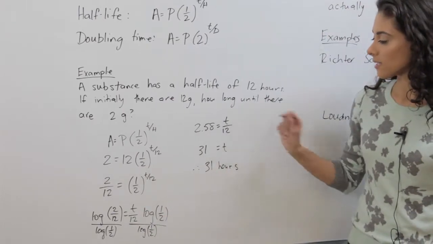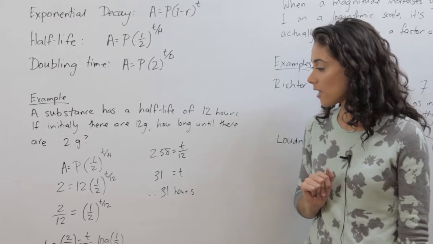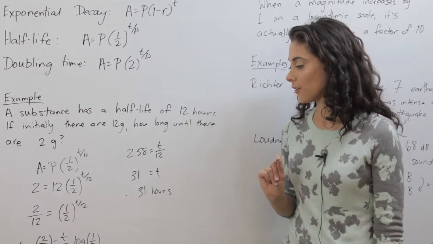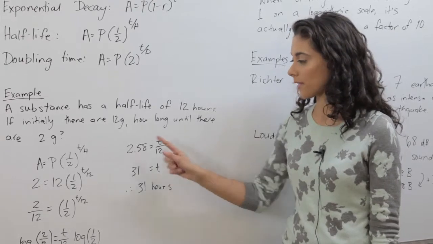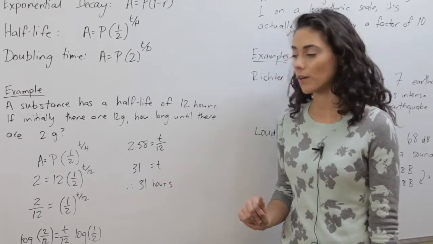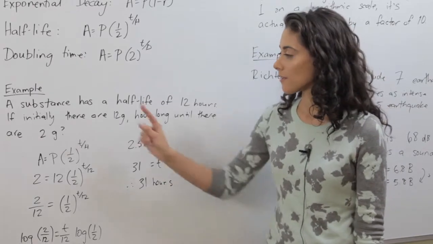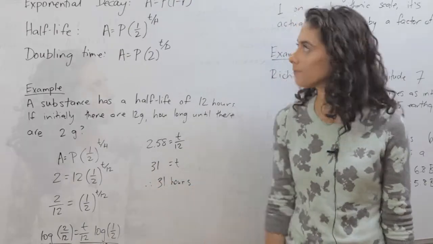And now I've got that t divided by 12 is approximately 2.58. And finally, I want to just have t on its own, so we have to multiply that side of the equation by 12. And the final answer is approximately 31 hours. After 31 hours, this substance will have gone from 12 grams down to 2 grams.